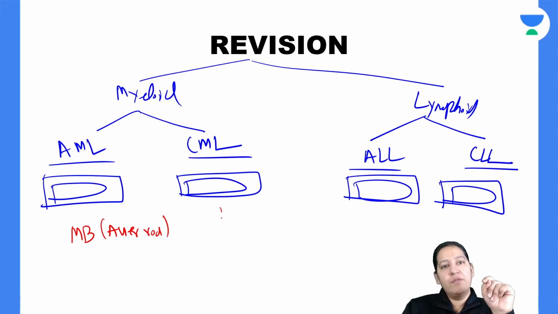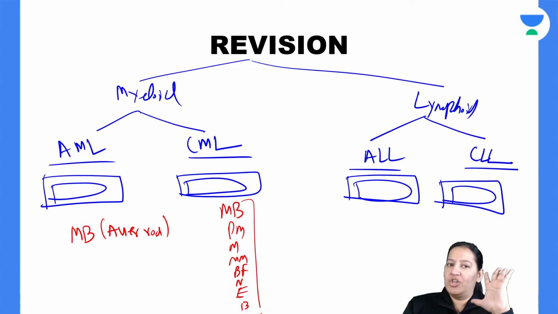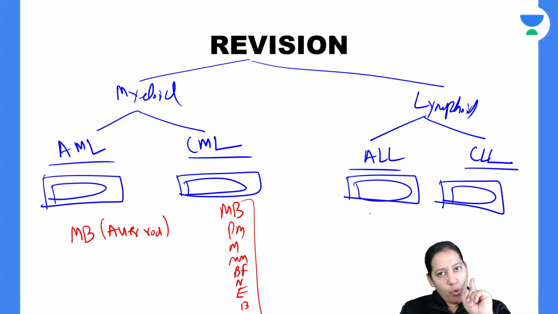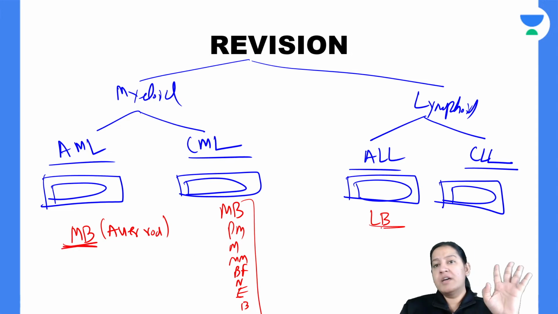In CML, you will get myeloblasts, but along with myeloblasts, you will get promyelocyte, myelocyte, metamyelocyte, band form, neutrophil, eosinophil, basophil. You will get a mixture of cells. So the clue here is a mixture of cells. In ALL, you will get only one cell, that is lymphoblast. So here it is myeloblast with iron rod. Here it is lymphoblast without iron rod. Only one cell. In CLL, you get no blast.